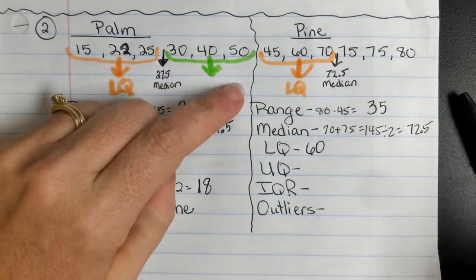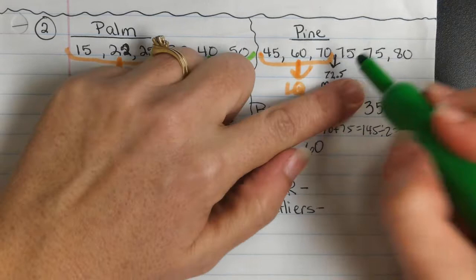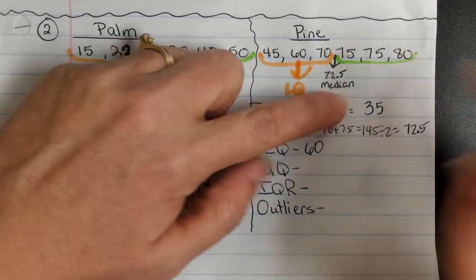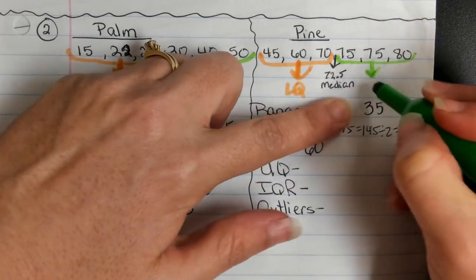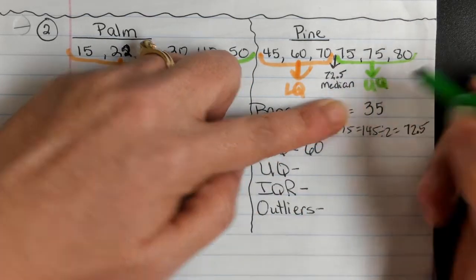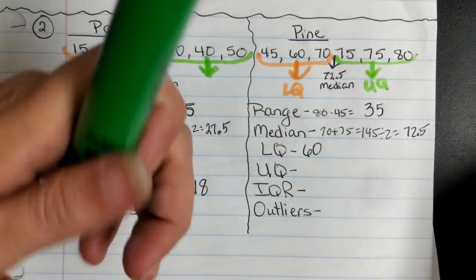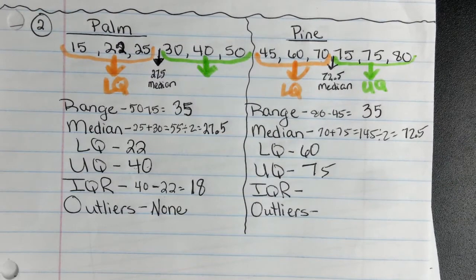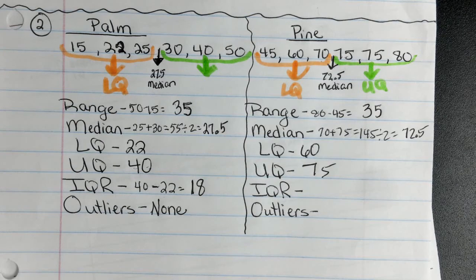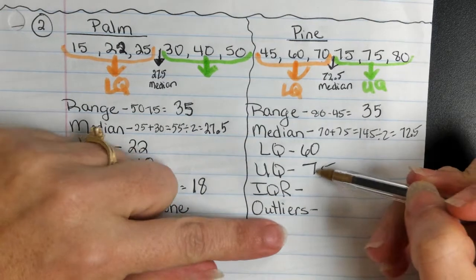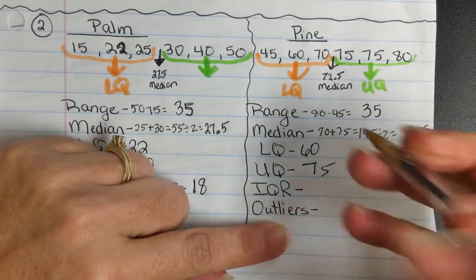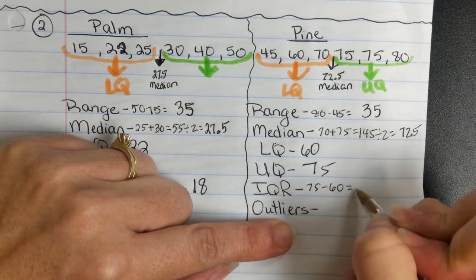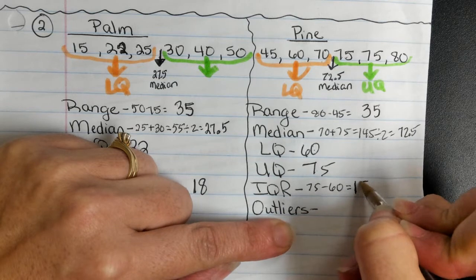The UQ is the median of the upper numbers. So it's keeping that 75 in the list. It would be officially that 75. Okay. My IQR is my UQ, take away my LQ. So 75 minus 60 is 15.